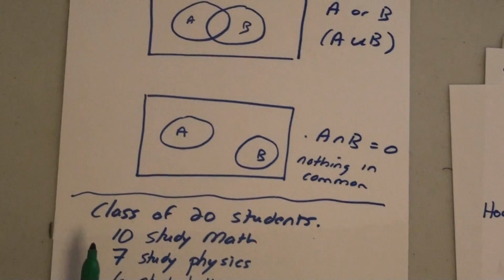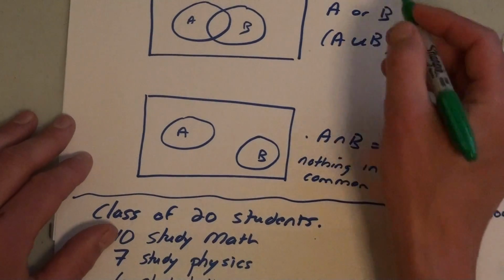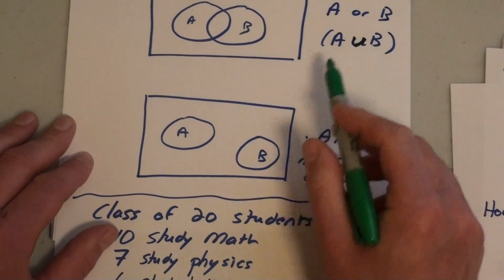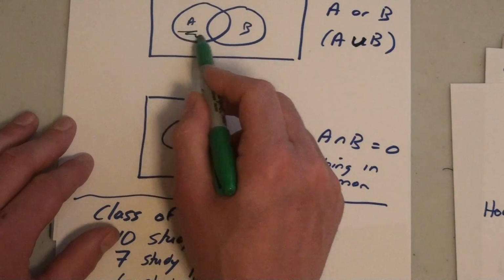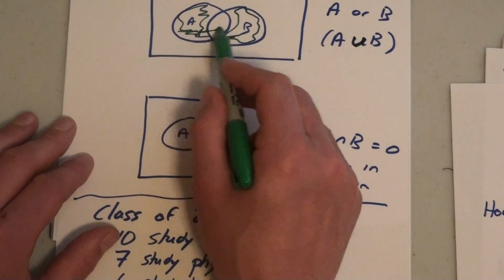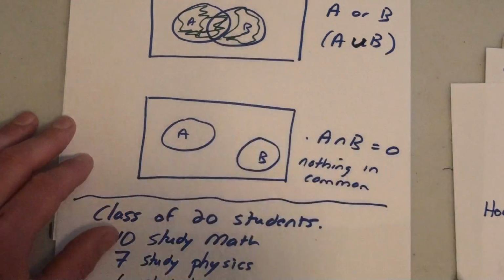If you have, again, a couple of circles, the next one is A or B. Now the or symbol is like a rounded U. That would be everything that's going on in A and B and in the overlap as well.